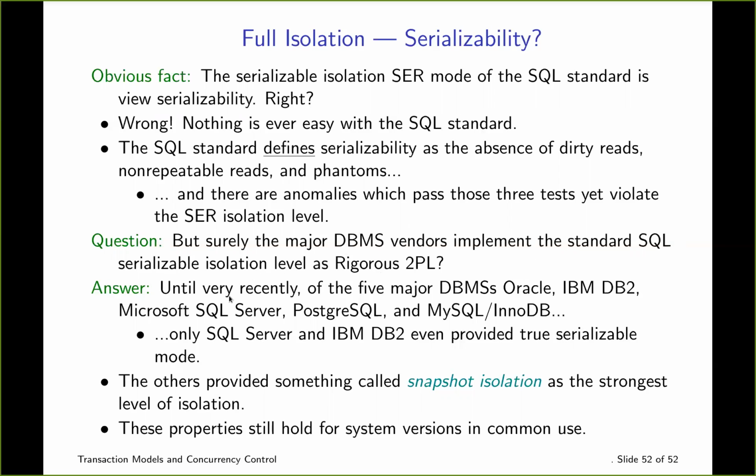When we go on to multi-version concurrency control next time, this is actually how they implement things. What they use is something different called snapshot isolation. And that's the strongest level of isolation that until recently they were maintaining.